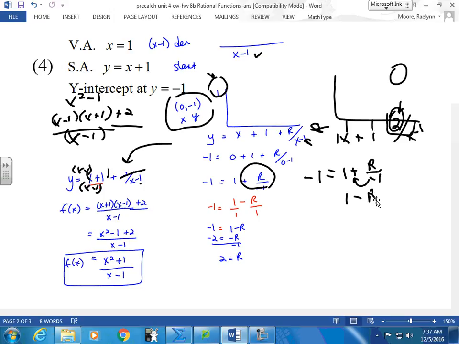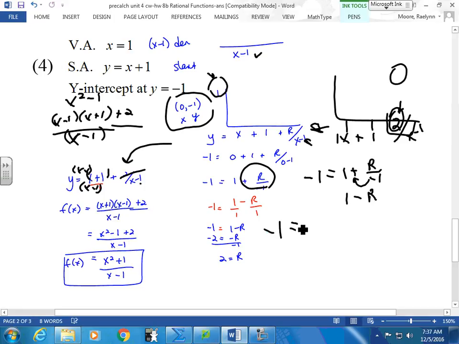However way you want to solve that is fine with me. Subtract 1 first, and then negative r over 1. Whatever you want to do is fine with me. You don't have to do it this way. You can do it this way. So if you did this, you would subtract 1, cross multiply, and r is equal to 2. That's fine too.